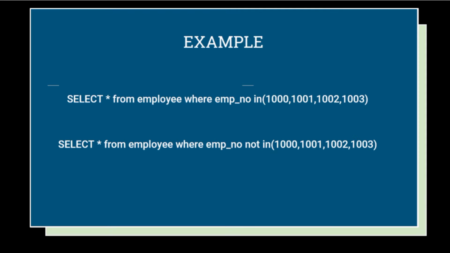So let's see an example on it. Select star from employee where employee number IN, and we have given more than one value to compare. In this example we are comparing employee number with 1000, 1001, 1002 and 1003. If we have only a single value to compare, like employee number equal to 1000, then we'll use only equal to. But we have more than one value here, so we are using the IN operator. Instead of using not equal to, we can also use the NOT IN operator.